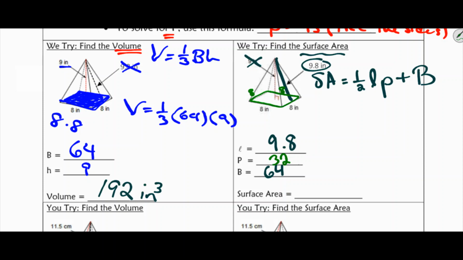Perimeter of the base of the square on the bottom. Just adding up all the sides plus the bottom. And now we can plug in everything. 1/2 times L times 32 plus 64. Make sure you follow order of operations. So we're going to multiply all the stuff here first, and then add in that 64.